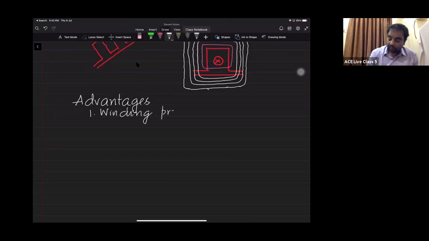The first one is that the winding procedure is simple and easy. Why? Because we can see the complete opening of the slot. The second one is you can see the leakages are less.